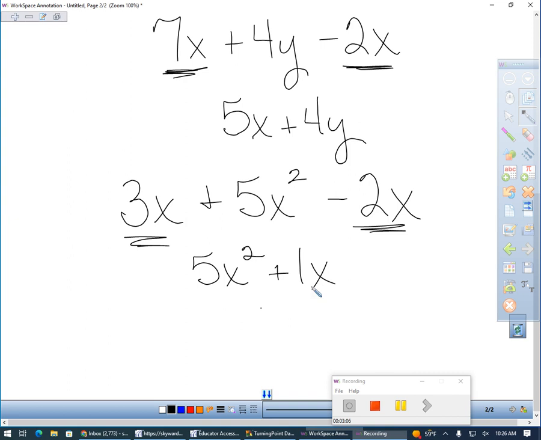Does anybody remember what was our rule yesterday that told me I want to put that squared term first? I think that's the quietest the class has been in a long time. I asked a question and look how quiet it got.